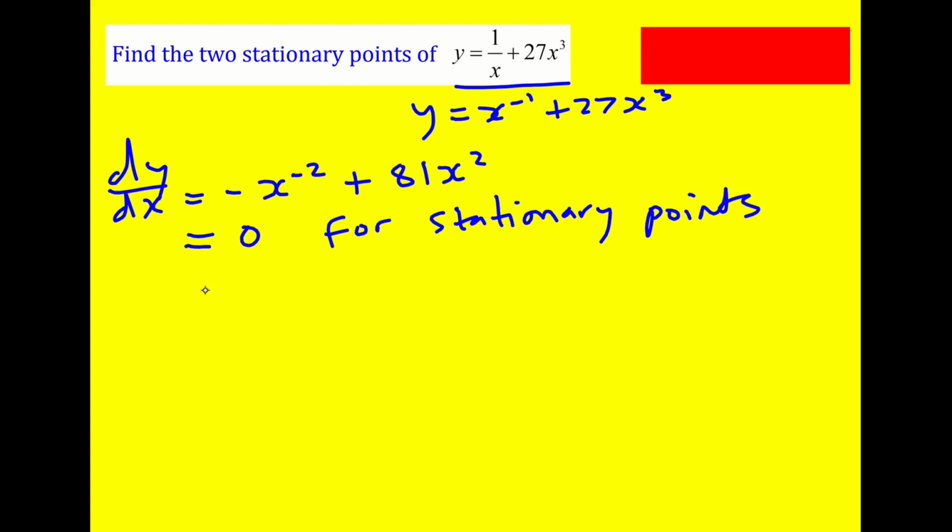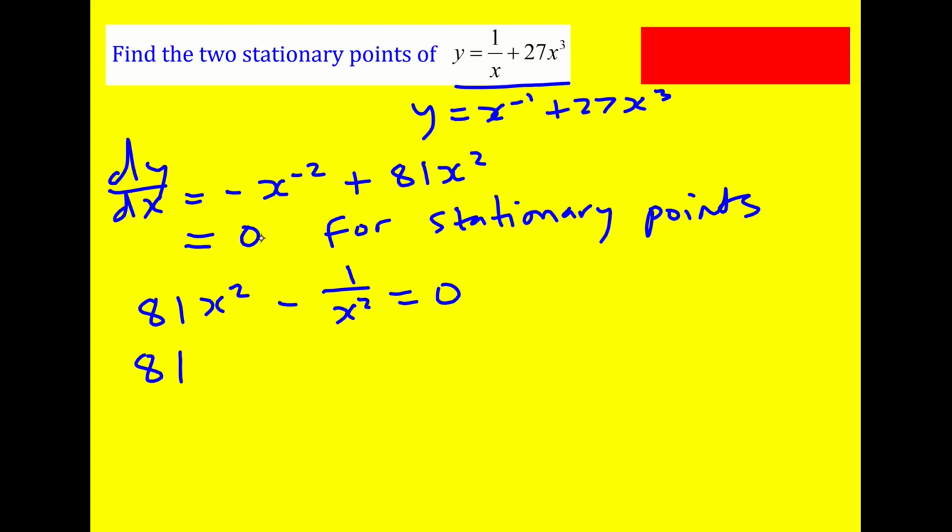Okay, now my recommendation would be to rewrite it in reciprocal form. So because I've got a minus, I'm going to put the 81x squared first, then it's going to be minus 1 over x squared equals 0. And then there's 2 ways I can do this. I like to get rid of the fractions as soon as I can. So I would multiply through by x squared, which, by the way, is absolutely fine in this case.